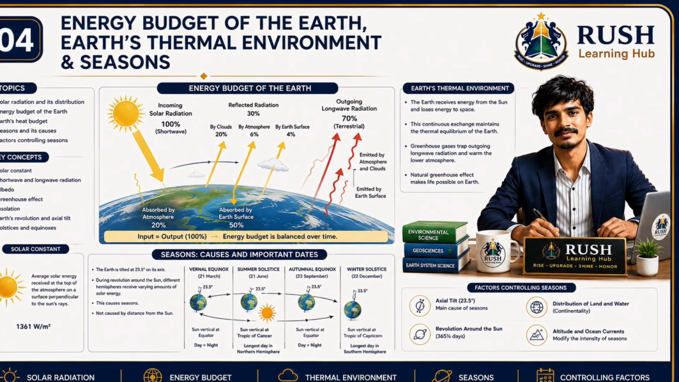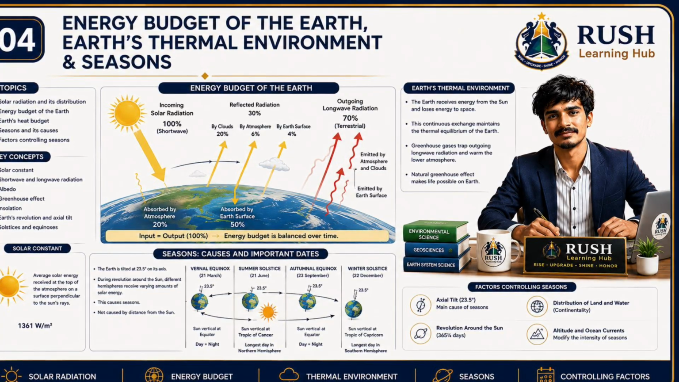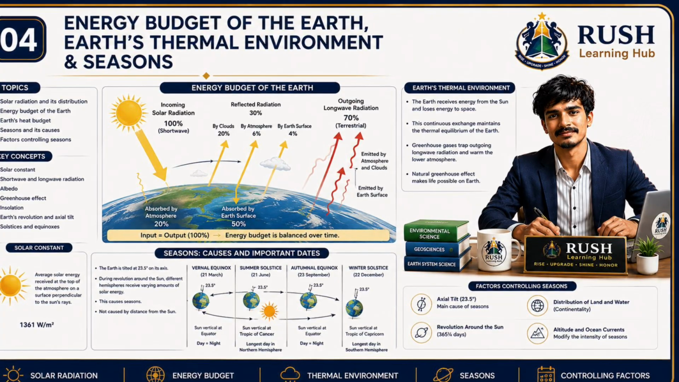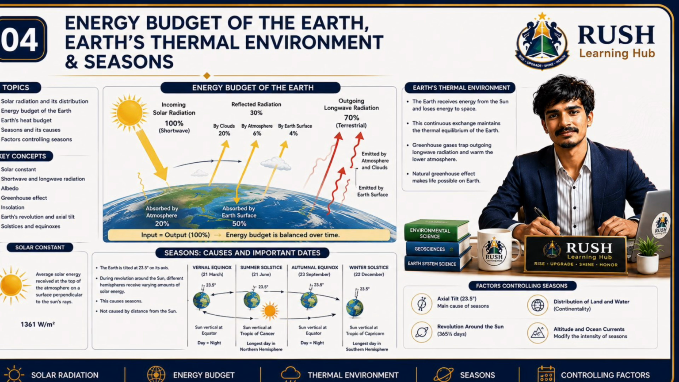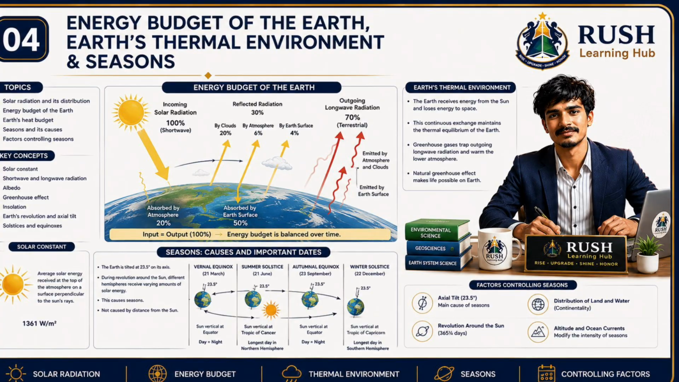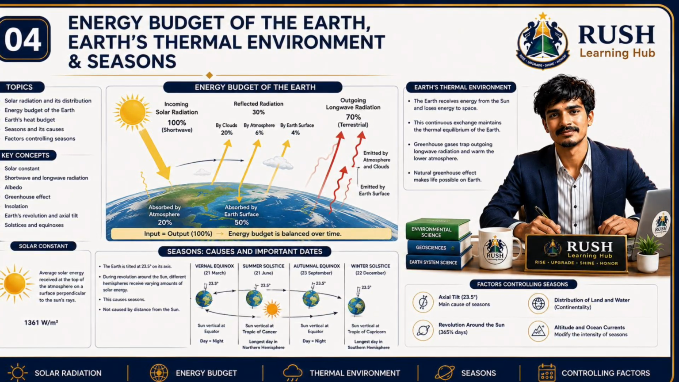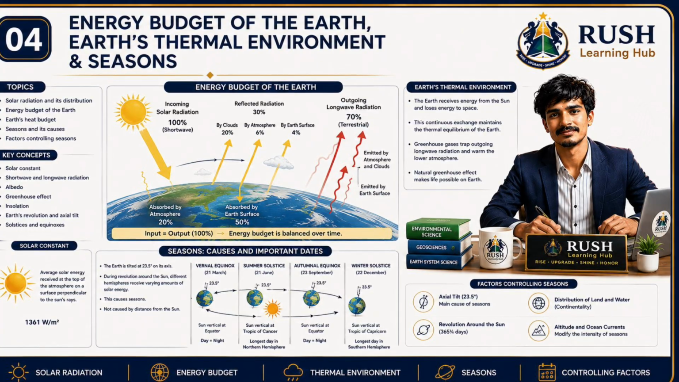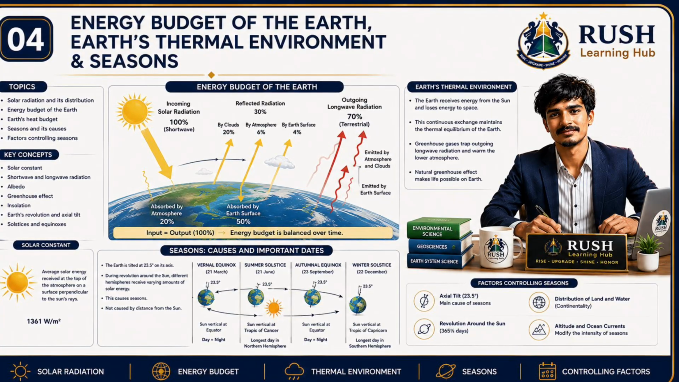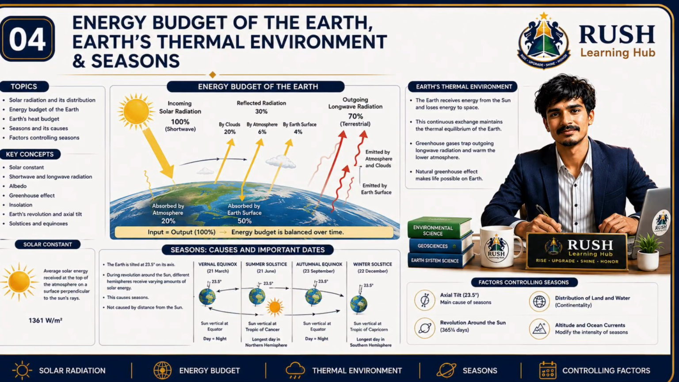Next, let us understand the seasons. Seasons are caused mainly by the inclination of the Earth's axis and the revolution of the Earth around the Sun. The Earth is tilted at an angle of 23.5 degrees with respect to the plane of its orbit. As the Earth revolves around the Sun, different parts of the planet receive varying amounts of sunlight throughout the year, resulting in seasonal changes. It is important to remember that seasons are not caused by changes in the distance between the Earth and the Sun.